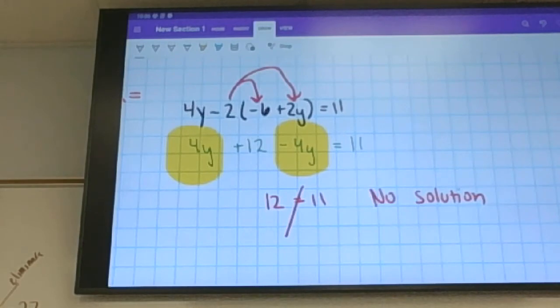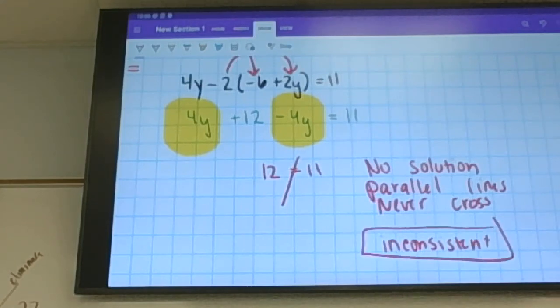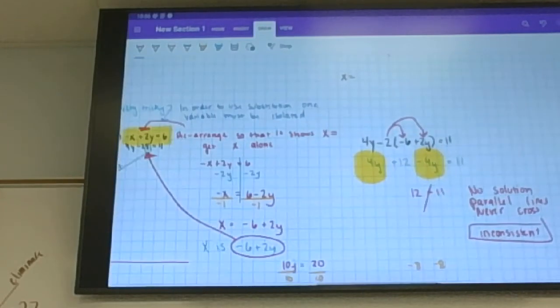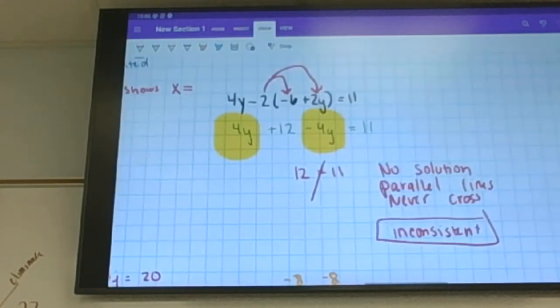To find out that these are what? What type of system comes up with no solution? These are parallel lines. These are parallel lines. They never cross. There's a fancy word for it I made you guys learn. That's called inconsistent. You guys remember consistent, dependent, consistent, independent, and inconsistent? Inconsistent means these lines will never cross. So, very tricky. A lot of work on that one.